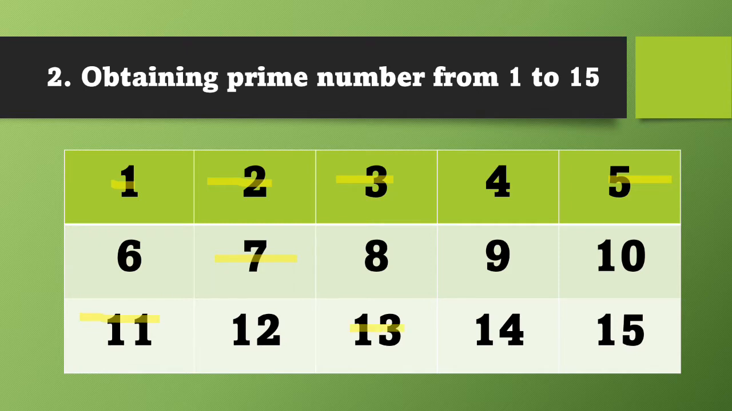Now let us count. 1, 2, 3, 4, 5, 6, 7. So the possible outcome that you can get from obtaining prime numbers from 1 up to 15 is 7.